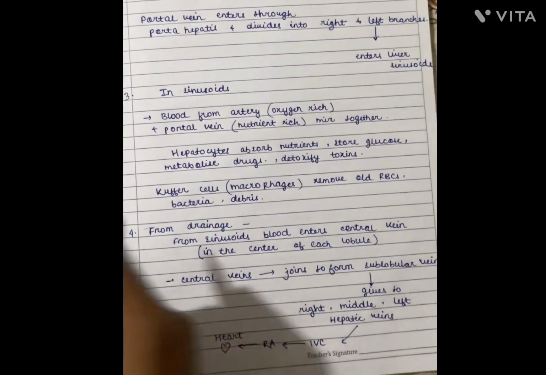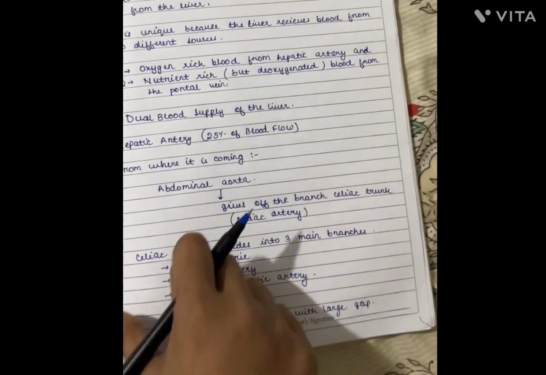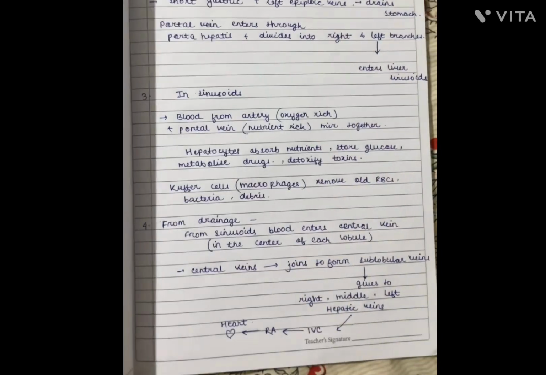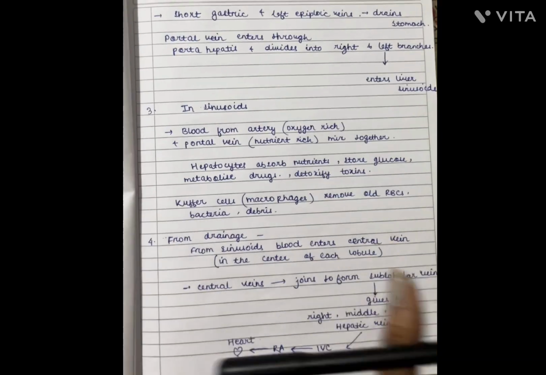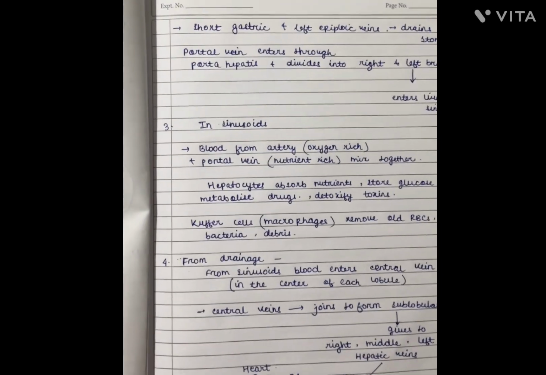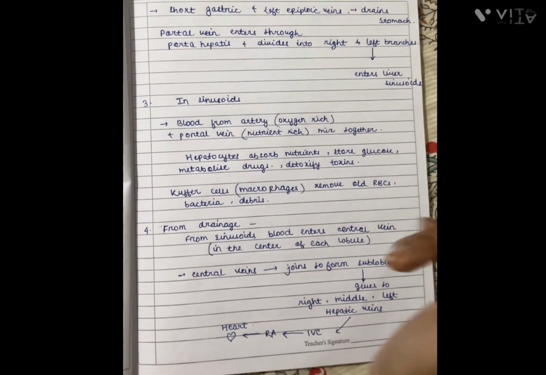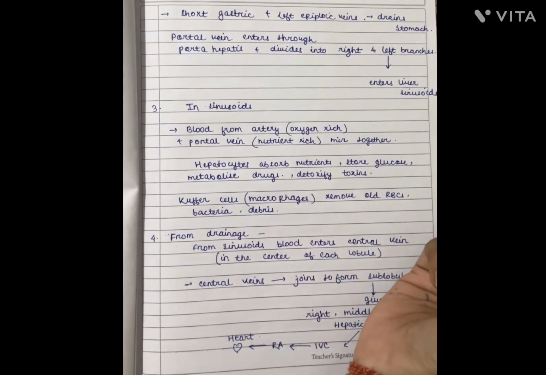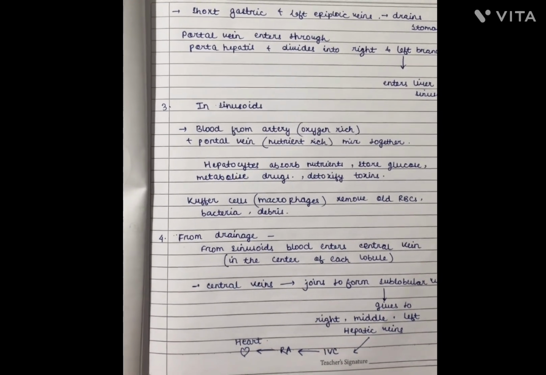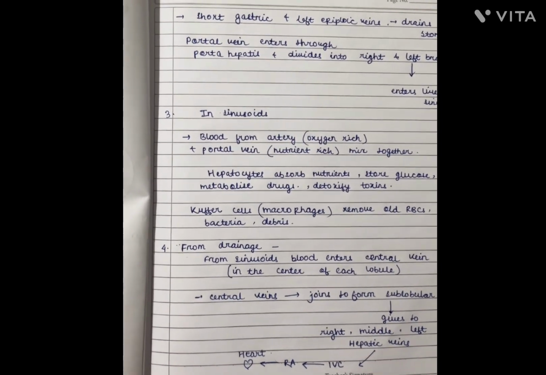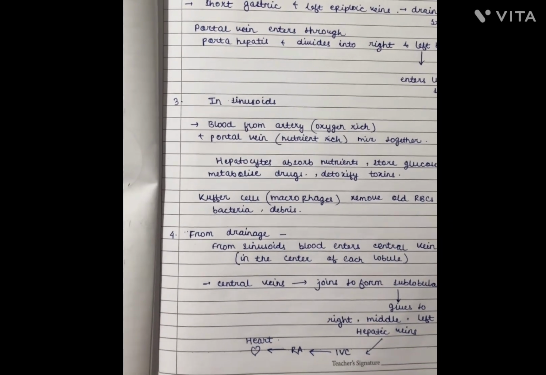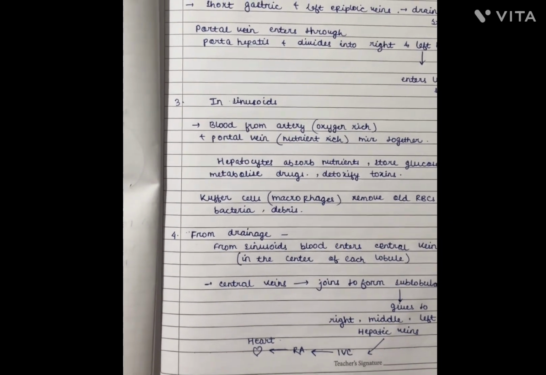The left and right branches of the portal vein enter the liver sinusoids. What are sinusoids? They are the capillaries within the liver with a large gap where exchange of blood takes place. They are just like capillaries, but they are not called capillaries. They execute the action of capillaries. That's the difference. Where are sinusoids present? They are present inside the lobules of the lobes of the liver. Remember, lobules are the smallest unit of the lobe and lobes are the dividing parts of the liver.